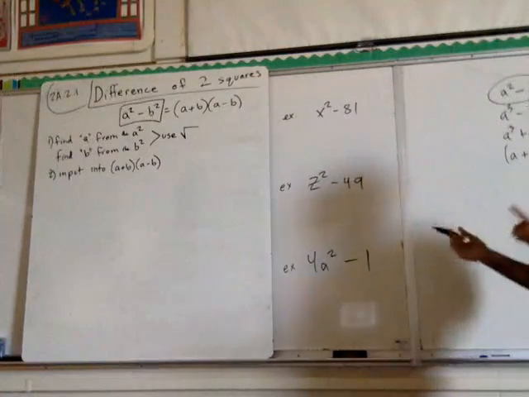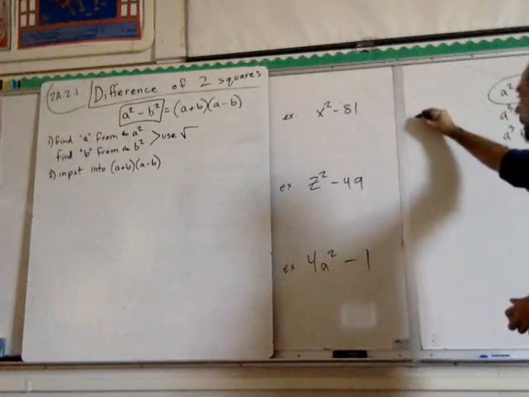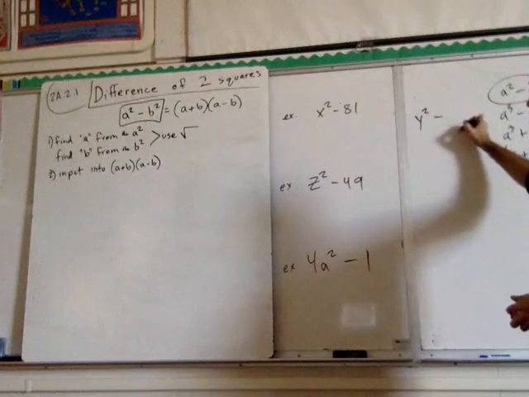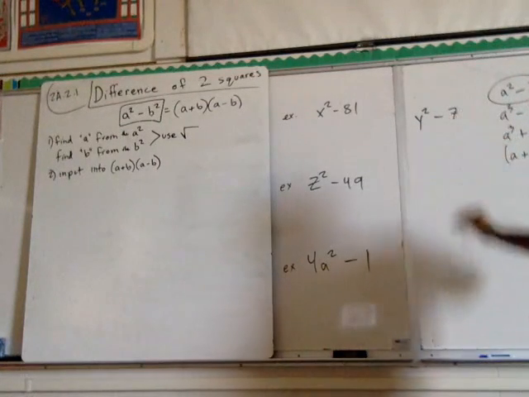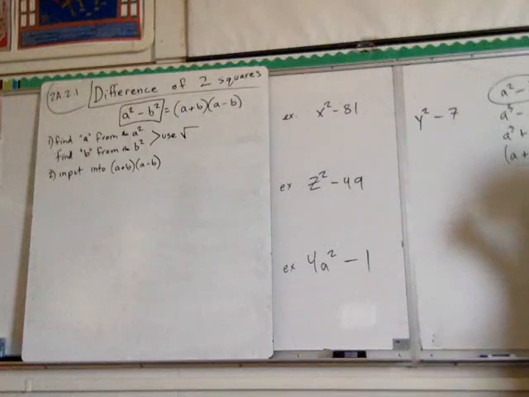So I'll give you a non-example where this won't work first. What if we had y squared minus 7? Why does this not work? It's really just a trick.